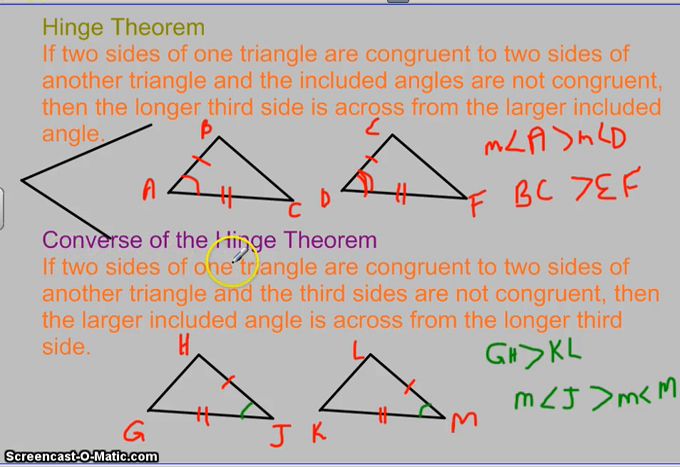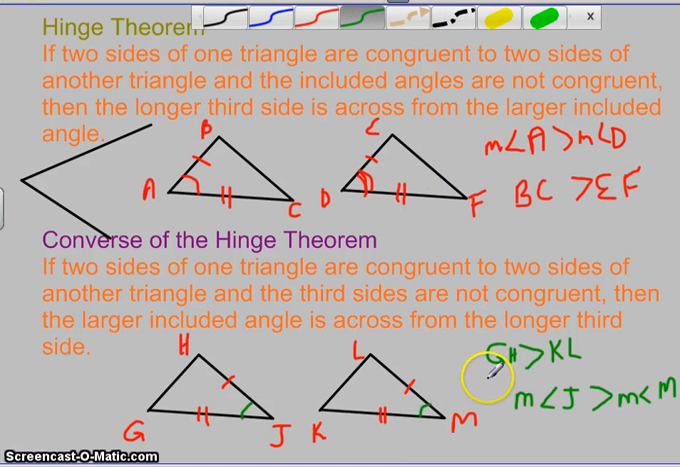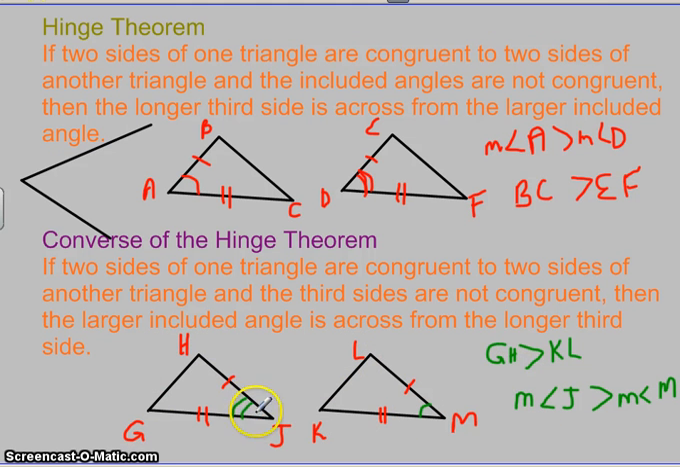Okay, and then the converse of that is going to go kind of the flip of that. It would be if two sides of one triangle are congruent to two sides of another triangle, and the third sides are not congruent, then the larger included angle is across from the larger side. Okay, so again, these two shouldn't be marked congruent. This says that JH is longer than KL. So therefore, this angle J would have to be larger than angle M. So again, pretty closely related to one another. But that's our major concepts.